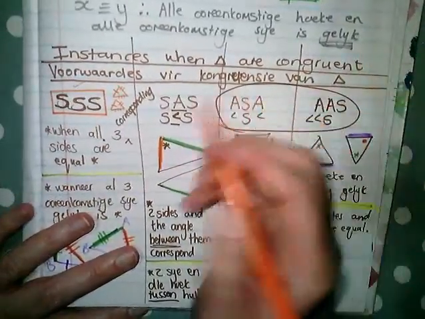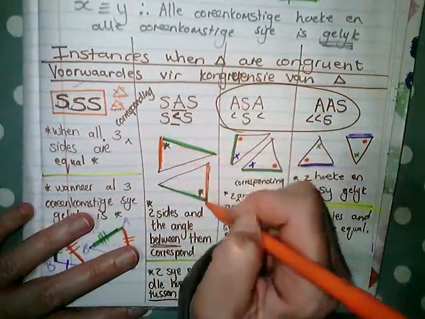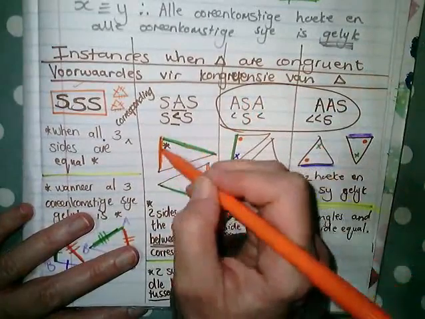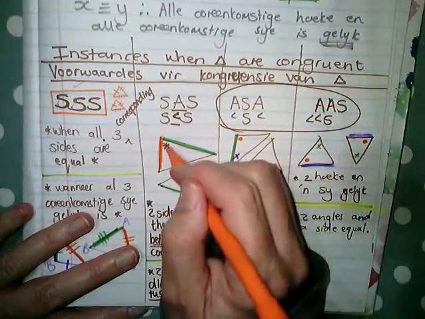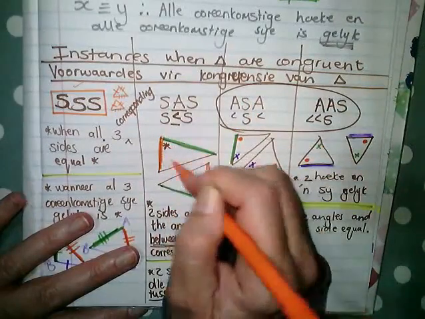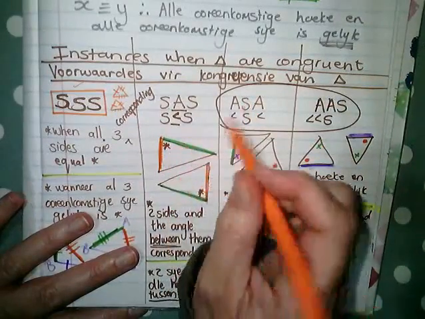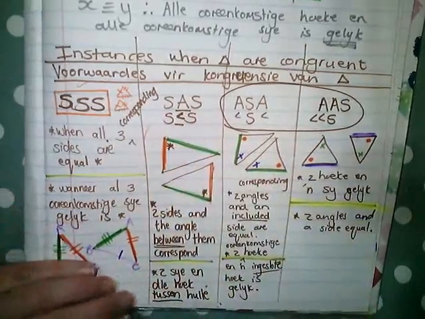So if you can prove that you have two sides, that side and that side, that side and that side, with the angle between the two sides that are equal in two triangles, then those two triangles are congruent.